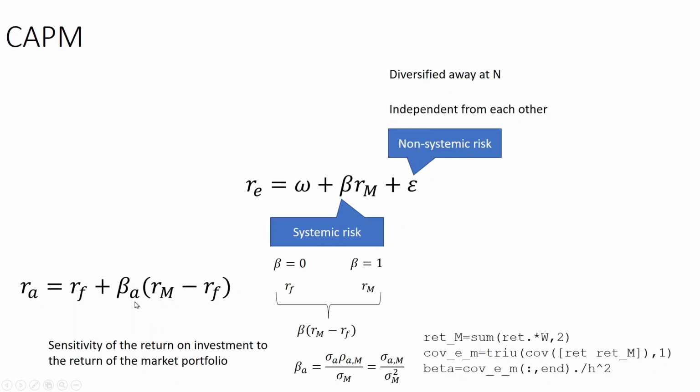And after that, we can estimate the beta based on our friends here: the standard deviation of the asset, the correlation between the asset and the market portfolio, divided by the market portfolio. So again, beta will also not be stable in time because this is a correlation.